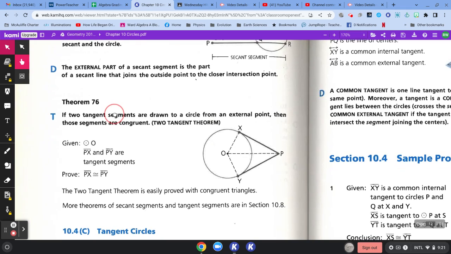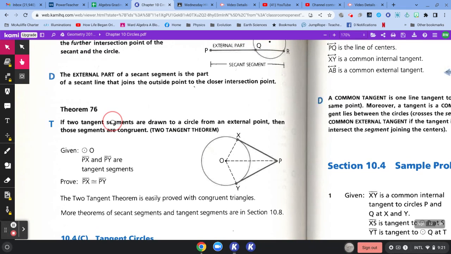Okay, now we get into some theorems. If we have two tangent segments drawn to a circle from an external point, then those segments are congruent. This is called the Two Tangent Theorem. And this is going to be really useful in proving a lot of congruency because point P is going to be equidistant to X and Y, the points of tangency. So you have some point out here, and tangent lines are drawn through it to different parts of the circle. Those tangent lines form tangent segments that are congruent.